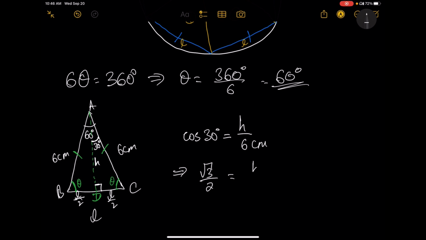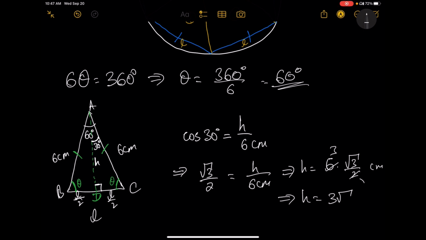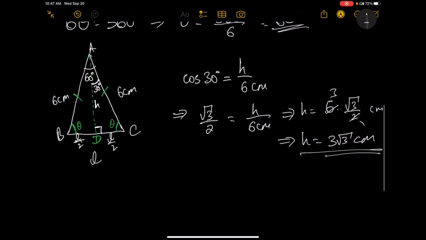Okay, just to h over 6 centimeters, which implies that h is equal to 6 times root 3 over 2 centimeters, which implies that h is equal to 3 root 3 centimeters. ማለት ነው። h 3 root 3 centimeter ነው። ኦኬ h ታገኛ። እሺ sine of 30 degrees, h is equal to 1 over 2, ጥያቄ የለውም, which is equal to opposite.